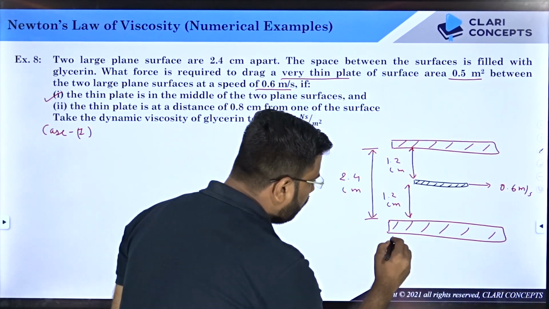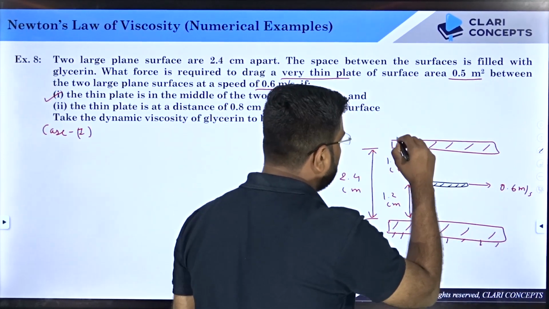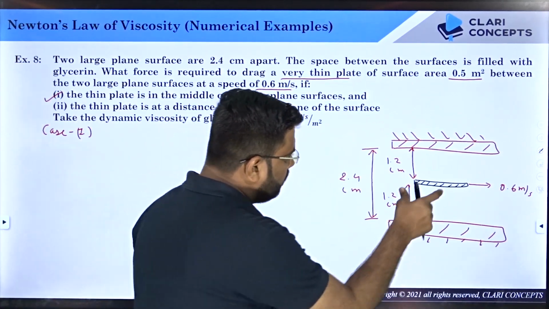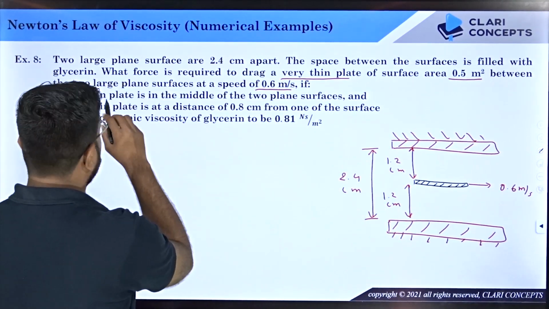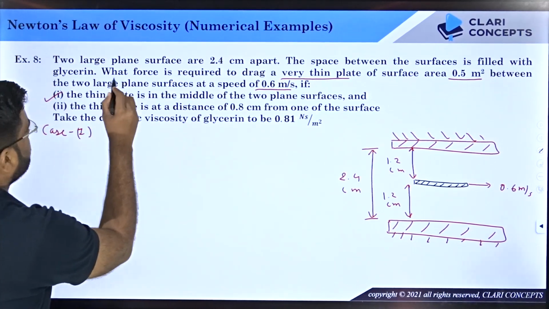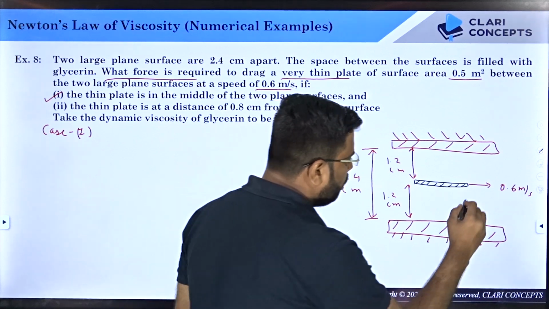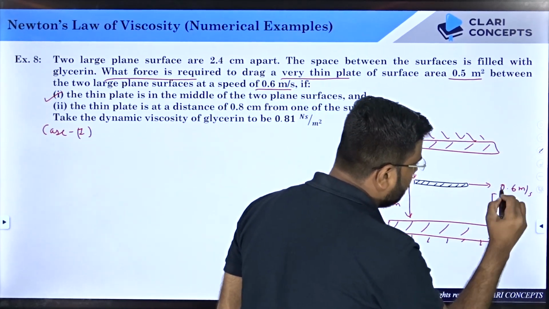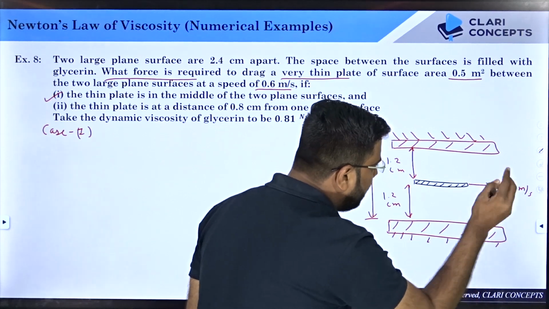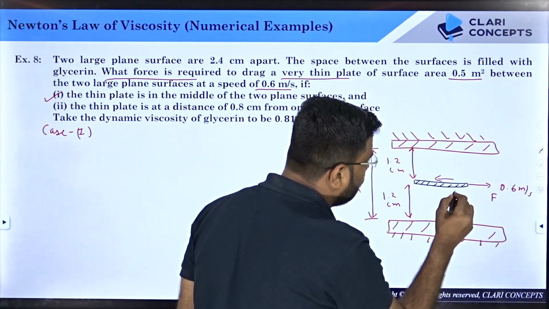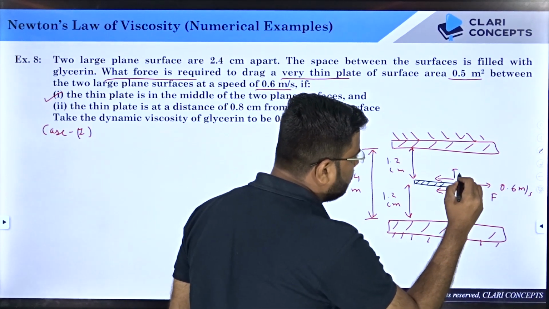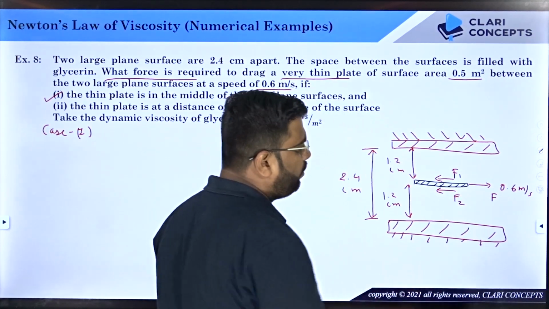Both of these surfaces are fixed. Now, they are asking you to calculate the force required to drag this plate. You need to calculate the force you will apply on this very thin plate. This force will depend on the resistive force offered on both sides by the fluids. Let us suppose the resistive force offered on one side is F1 and on the other side is F2.